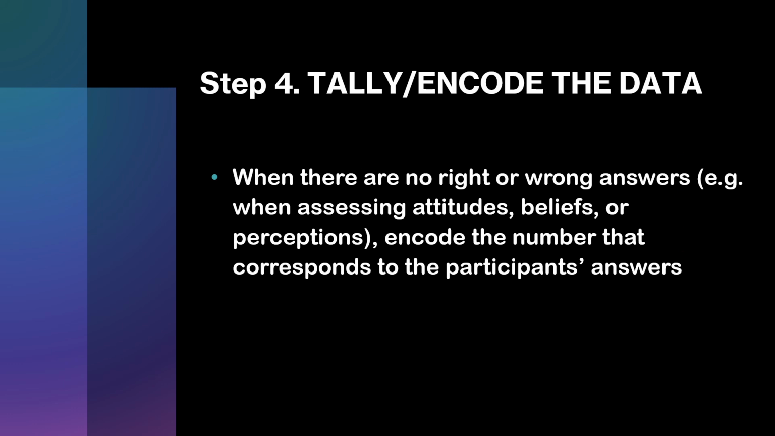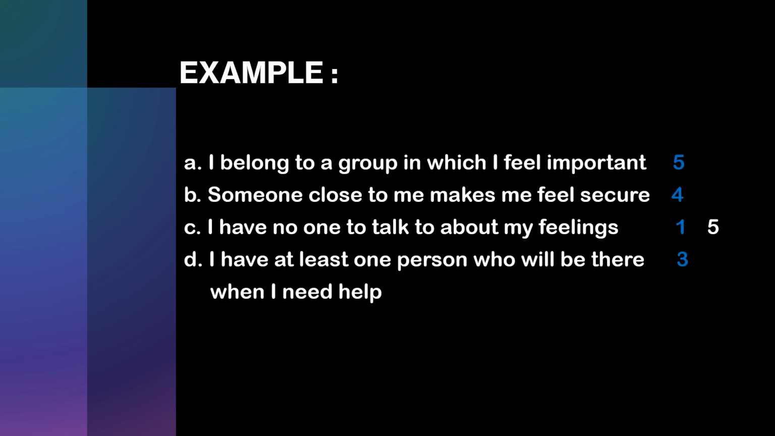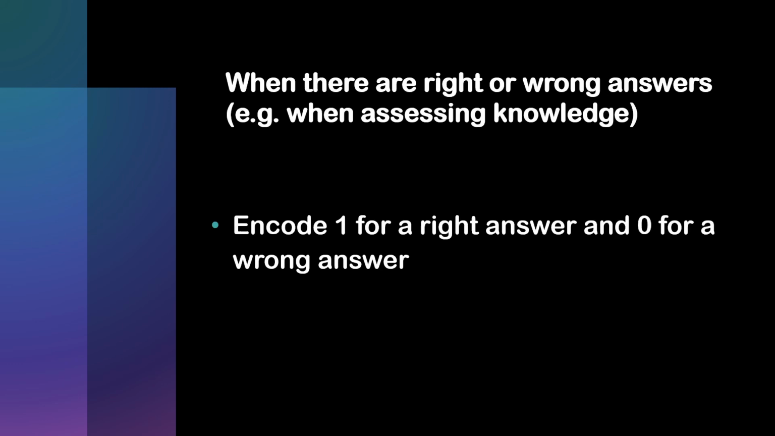Step 4, tally or encode the data. When there are no right or wrong answers, example, when assessing attitudes, beliefs, or perceptions, encode the number that corresponds to the participant's answer. Let's go back to this example again. What are we going to encode? For letter A, encode 5. For letter B, encode 4. For letter C, encode 5. And for letter D, encode 3.